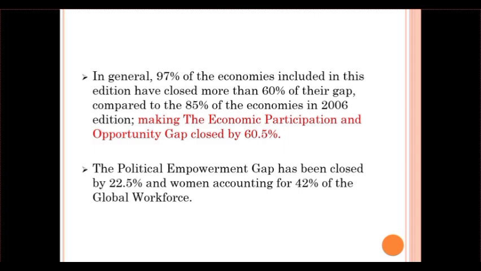In general, 97% of the economies included in this edition have closed more than 60% of their gap, compared to the 85% of the economies in the 2006 edition, making the economic participation and opportunity gap closed by 60.5%. A lot of work is being done on achieving it, and the economic participation and opportunity gap globally has been closed by 60.5%.